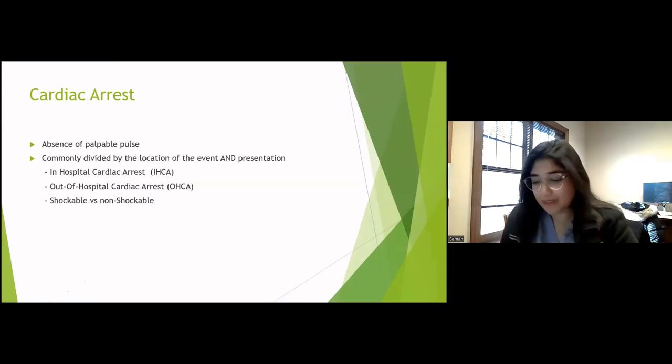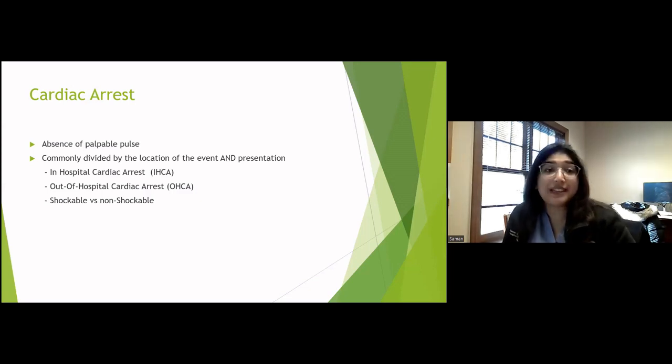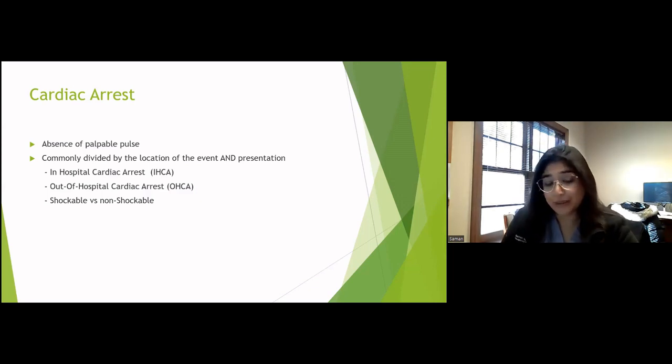So cardiac arrest. By definition, cardiac arrest is the absence of palpable pulse, and usually it has heterogeneous causes and outcomes. Typically, the way we define cardiac arrest is based on either location of the event or the presentation. The location meaning, is it in-hospital cardiac arrest or out-of-hospital cardiac arrest? And presentation meaning whether it's shockable or non-shockable. Nearly all of our high-quality data about the epidemiology of in-house cardiac arrest comes from quality improvement registries, such as the American Heart Association's Get With The Guidelines-Resuscitation, the Swedish CPR registry, and there's a Danish registry and a British registry as well.